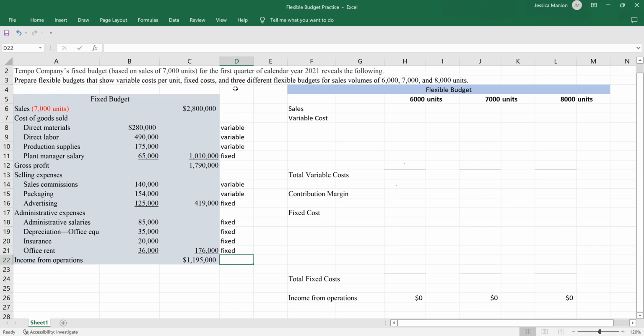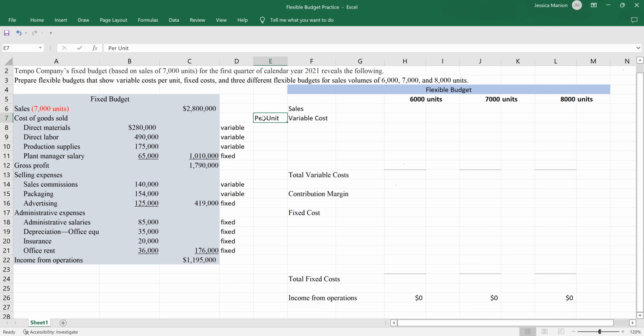So we have now identified the variable cost versus the fixed cost. And so the next step is to break our variable costs down into a variable cost per unit, okay? So with direct materials, for example, direct materials are 280,000, and remember that's for 7,000 units. So if we want to break it down per unit, and I'm going to put that here.